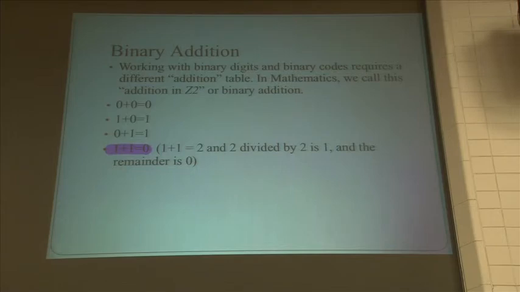Modular arithmetic. Yes, 2 divided by 2 is 1, but in modular arithmetic, we only look at the remainder. So 2 divided by 2 is 1, remainder 0, which is why 1 plus 1 equals 0 with binary code. Right? So you're looking in base 2. Divide your answer by 2, the remainder is the number you're actually looking for. Okay, keep this in mind. 1 plus 1 equals 0 for binary.